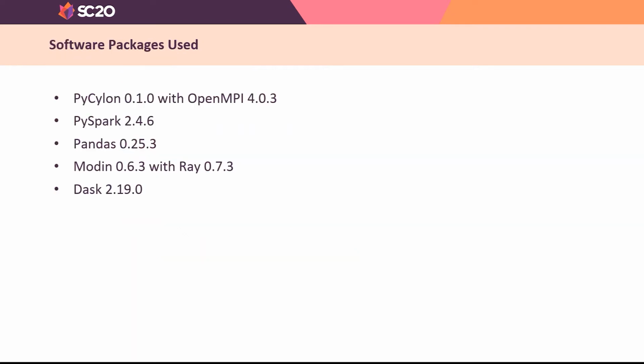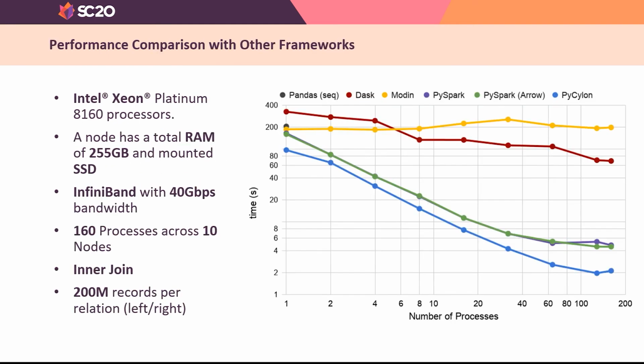Now let's focus on some of the performance comparisons we did with PyCylon. Before going there, these are the software packages that we use. Here we compare the performance of PyCylon against Spark in two formats, with PyArrow support and without PyArrow support. And we use pandas as the sequential program, Dask, and Modin. For Modin, we use the Ray backend to run the distributed examples. We used an Intel Xeon processor, and we ran the experiment across 160 processes in 10 nodes. The experiment we ran here is an inner join with 200 million records per relation.